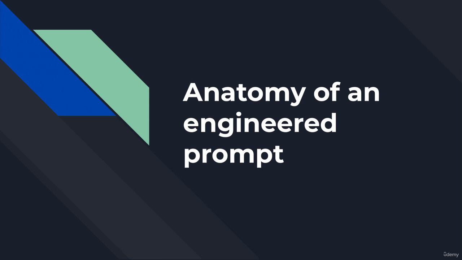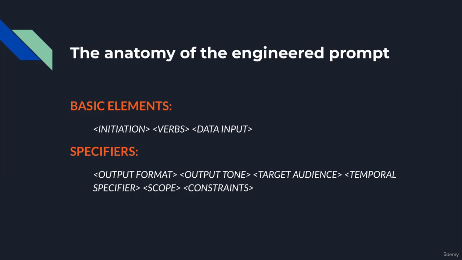In this lecture, we will discuss the anatomy of the engineered prompt, which is the main part of this course. But let's start by analyzing the different elements of the prompt. First, we have the basic elements, which consist of initiation, verbs, and data input. Then, we have specifiers, which tell the generative model how you want the structure of the output to be.